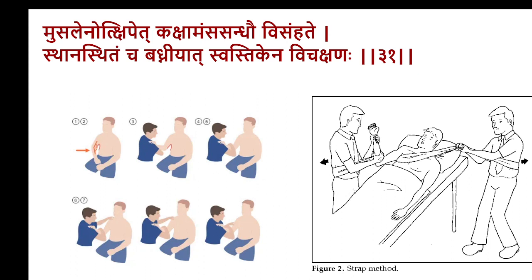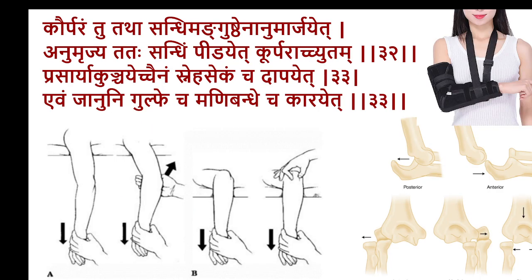Now we may not use a pounding rod, we may use a soft pad or maybe a cloth and with the traction, so that it looks somewhat more sophisticated, but the basic idea of the dynamics is the same, like you have to achieve a proper space for the reduction. Then in case of the kurpara sandhi, the elbow joint area, kurparam tu sandhim angustena anumardayet anumurjyata sandhim pidayet kurparachyutam prasarya akunchayachinam sneha saikam jadapayet evam janani gulpecha manibandhe chakarayet.